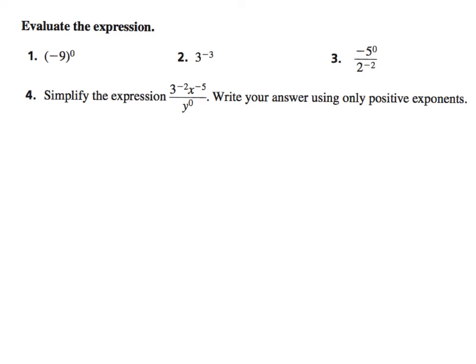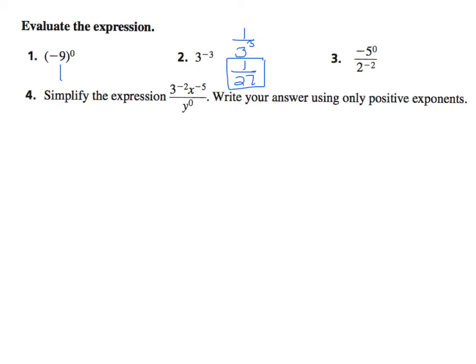Now, all of these, you're more than welcome to skip over this part, but pause the video and try them yourself. So number 1, negative 9 to the 0 power gives me 1. Number 2, 3 to the negative 3 power, that gives me 1 over 3 to the third power, which gives me 1/27.